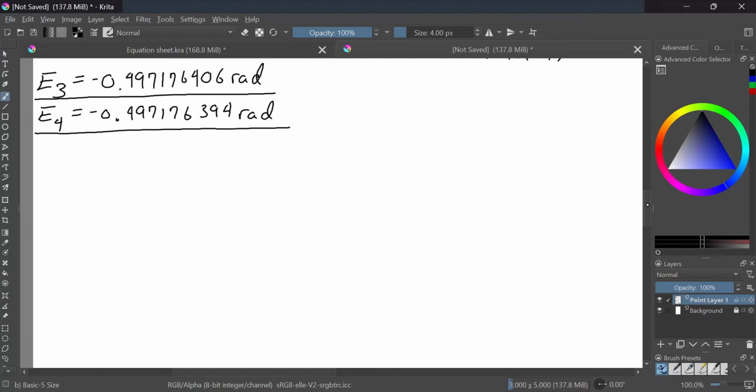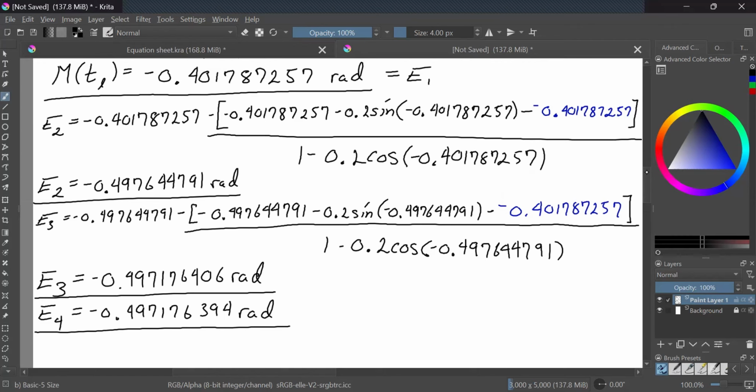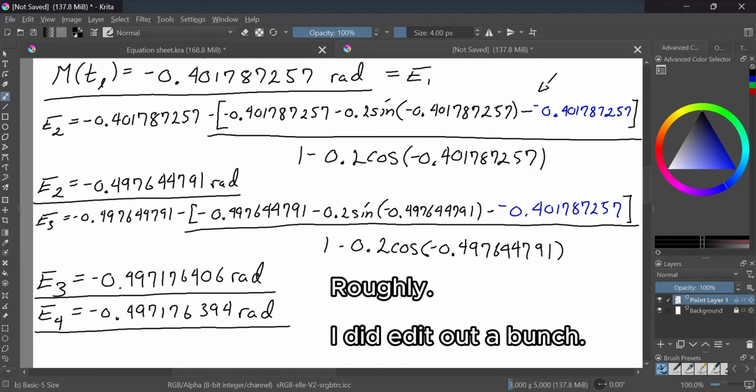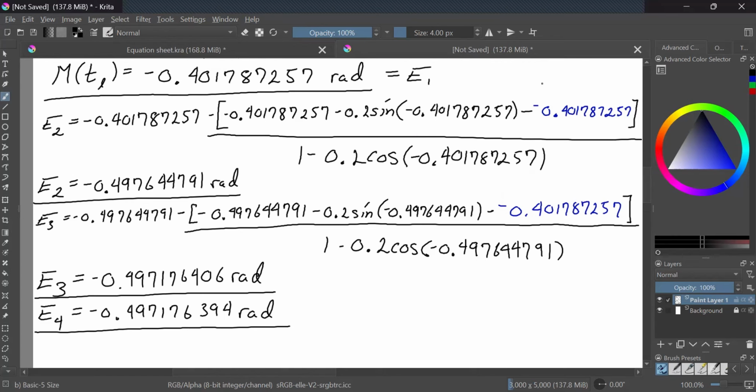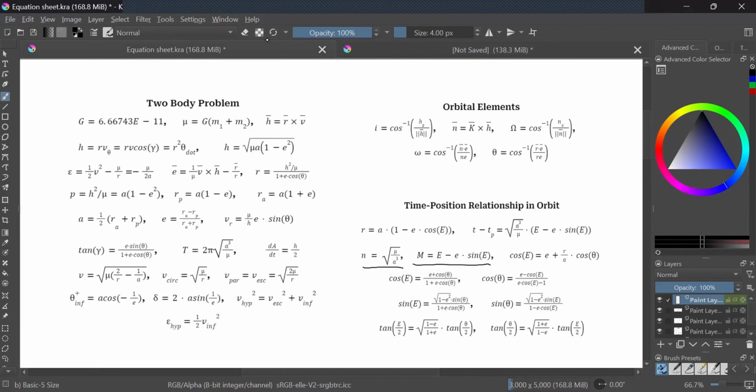At the same time, you can see why we want to have a computer do this for us, because it took us 10 minutes to do all of this in here, whereas it would have taken a computer maybe 5/100ths of a second to do the same amount of work. So now we have an E4 value. This will then be converted to theta.